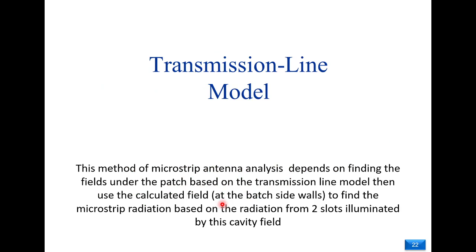So the transmission line method, this is the simplest, and as I said, it has good physical insight about what is going on for the microstrip to radiate. This method depends on finding the field under the patch, the field between the patch and the reference ground, and we do this based on the transmission line model. Then we use this model to calculate the field underneath the microstrip. We use this field to calculate the radiation from the radiating slots, as we're going to see shortly.